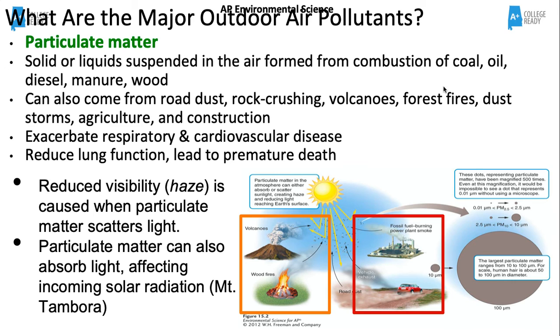Something that often happens when it comes to particulate matter is reduced visibility. This is sometimes called haze. And that's just when visibility gets reduced because of particulate matter scattering the light. Particulate matter can also absorb light, which affects incoming solar radiation. And an example of that was Mount Tambora.